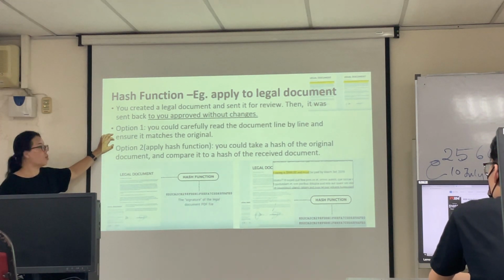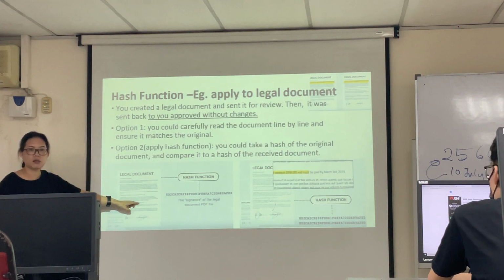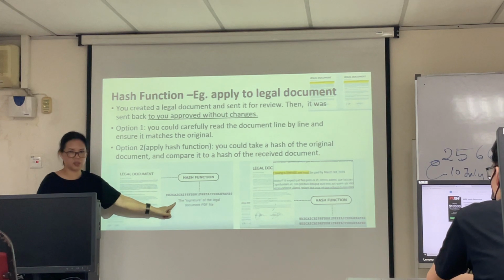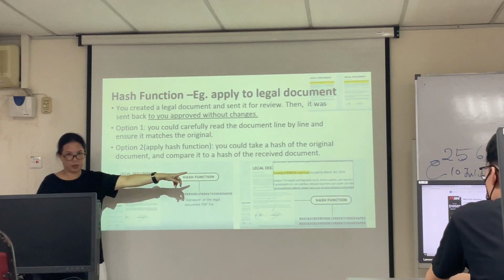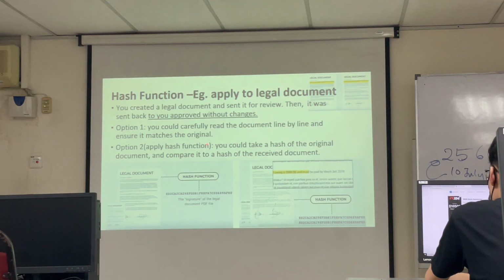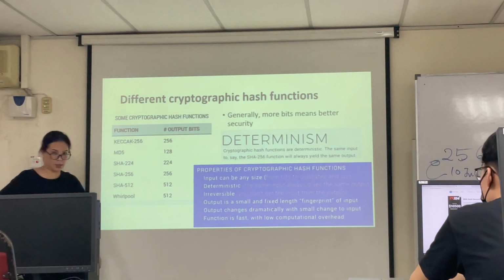Okay? So option number two is to apply a hash function. Simple. I ask the hash function to help me generate a signature, and I compare it with the hash of the document that returned back. So you take the hash of the original document and compare it to the hash of the received document, to conclude the entire document is without change. Okay, this is one part.